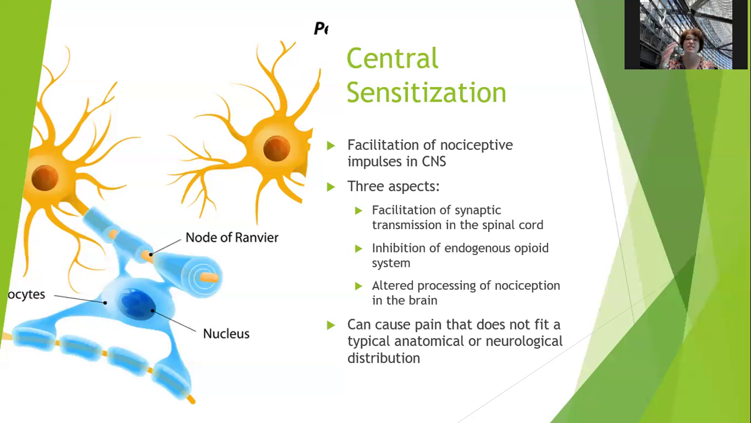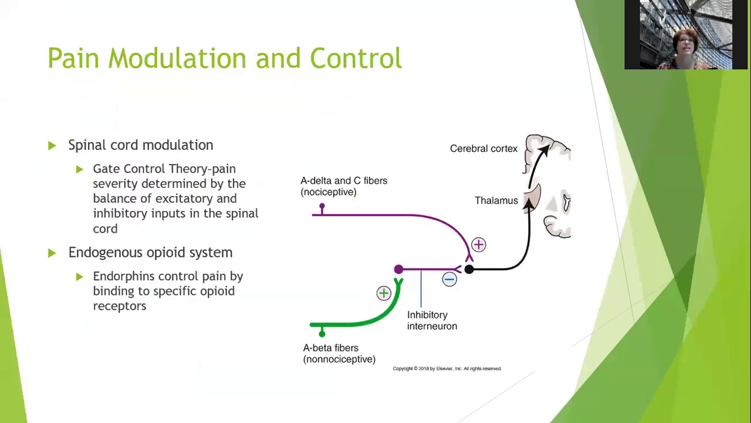So central sensitization can cause pain that doesn't fit a typical anatomical or neurological distribution. So we talked about myotomal distributions and dermatomal distributions and peripheral nerve distributions. Central sensitization produces pain that doesn't fit any of those. It's just weird, widespread pain. And that's no fun. No fun at all, really.